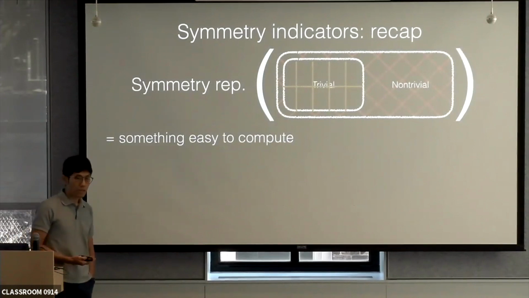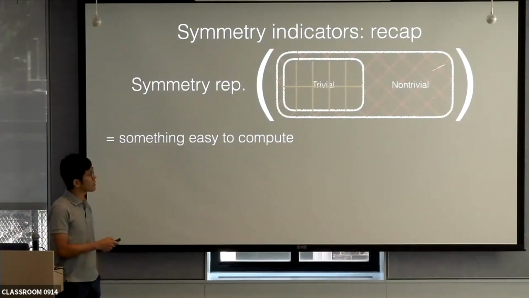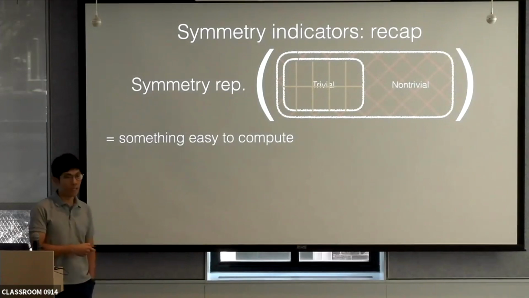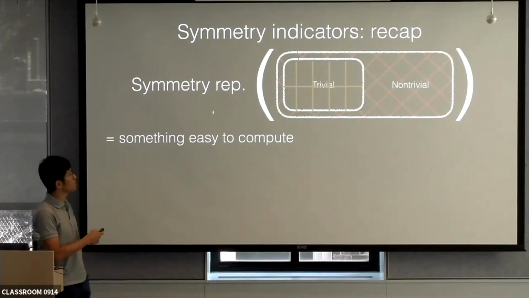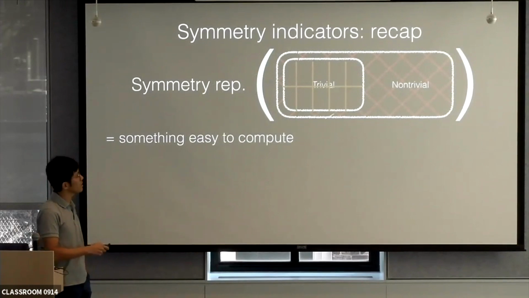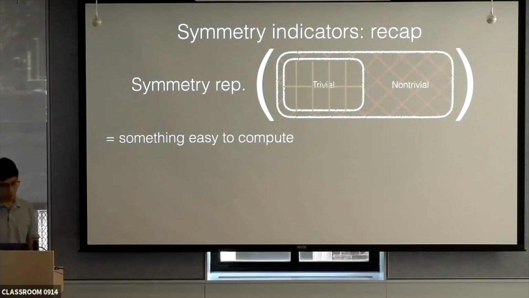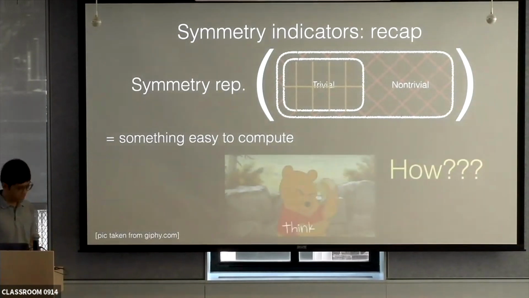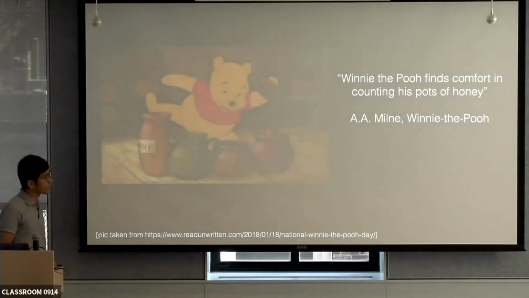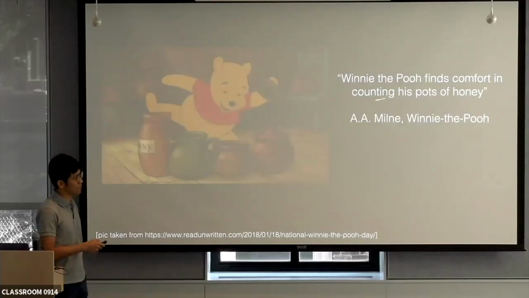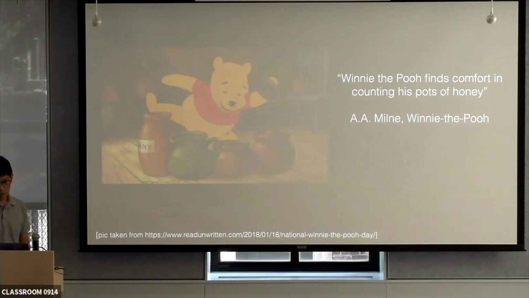The idea of symmetry indicators is that if you restrict your information to only the symmetry representation, then it becomes very easy to understand the structure of this diagram. Because this is a weekend, I think we can be a little more lighthearted, so we'll consult Winnie the Pooh on how to do these things that are claimed to be easy to compute. All we are going to do is count. So even Winnie the Pooh knows how to do it.